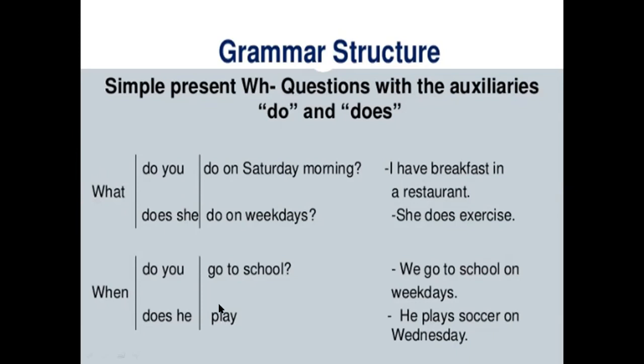That's easy as that. Okay, for example, what do you do on Saturday morning? What does she do on weekdays? When do you go to school? When does he play? Okay, that's how you formulate your WH questions using simple present tense. To answer the questions: what do you do on Saturday morning? I have breakfast in a restaurant. What does she do on weekdays?